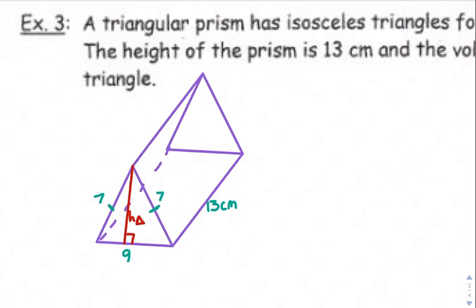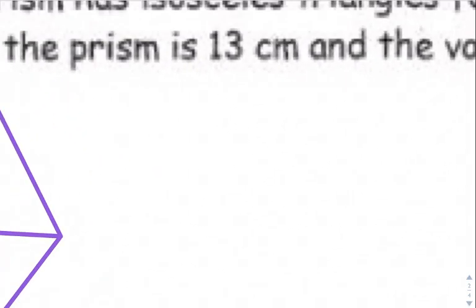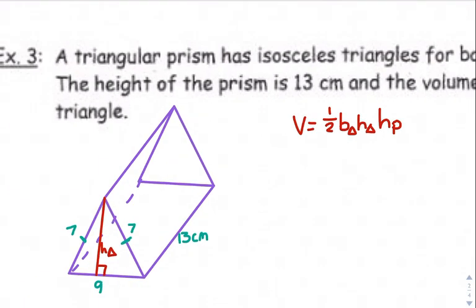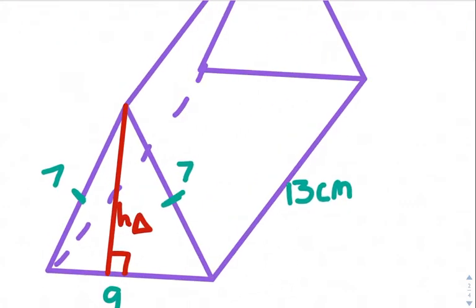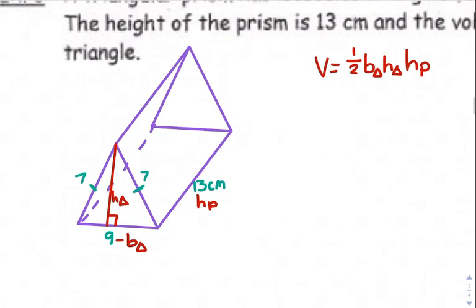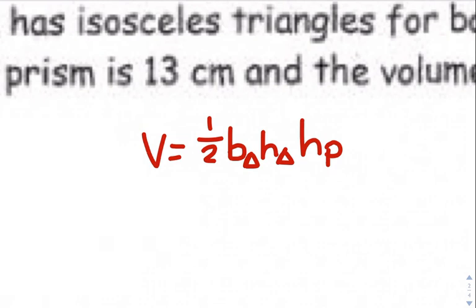Looking at the first page now, your volume for a triangular prism was 1/2 base of your triangle times the height of your triangle times the height of the prism. Here they give us a little bit of extra information. 9 is going to be the base of your triangle, so that's the bottom side of your triangle. 13 is the height of the prism, and we're looking for the height of the triangle. So we actually don't use 7 at all.